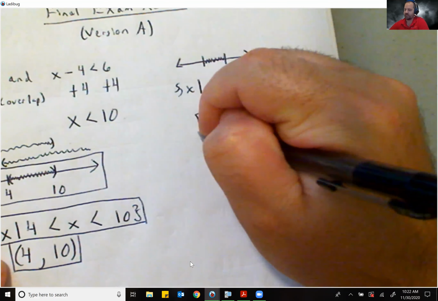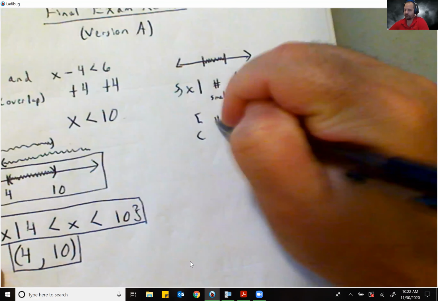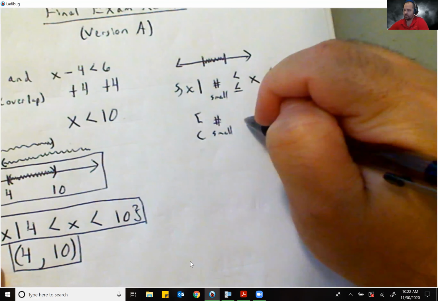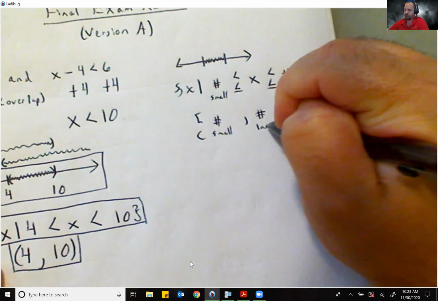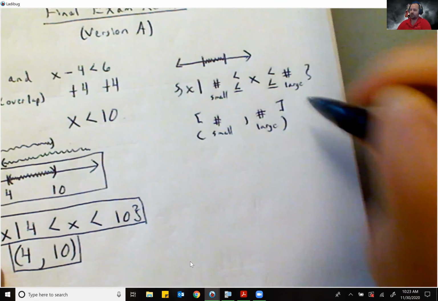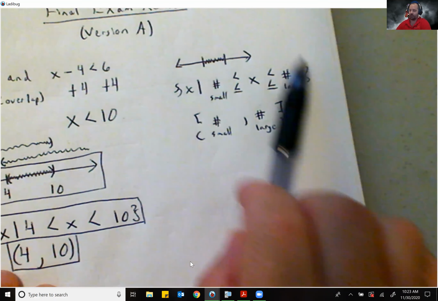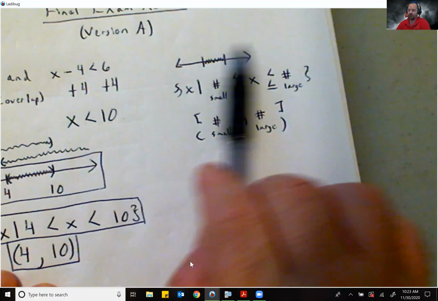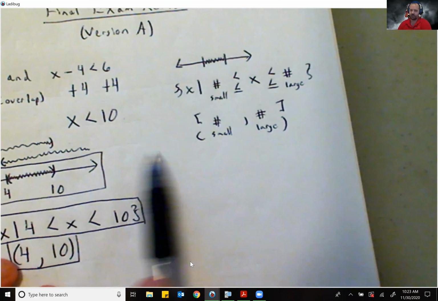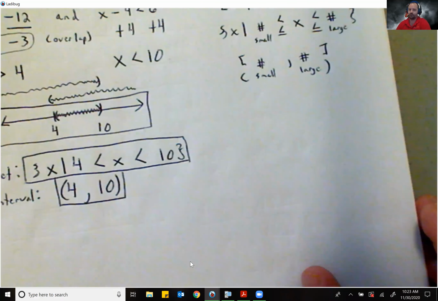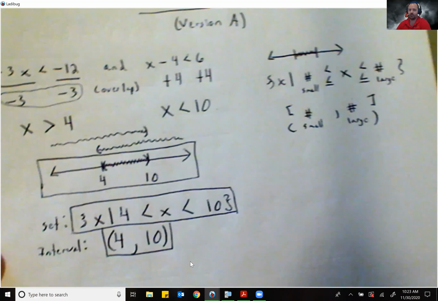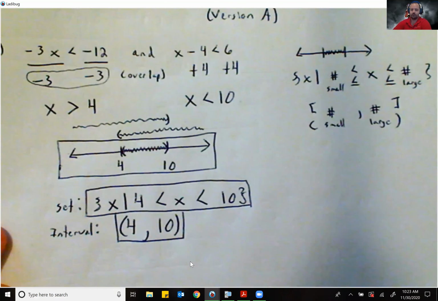So if you're looking at the interval answer for this, it's either a bracket or parenthesis, then your small number, comma, your large number, and then a bracket or a parenthesis. Most of the time, this is what ands are doing, but there is the occasional one where it will shoot off in one direction. Just so you know. Any questions about number 1? Perfect. All right, let's talk about number 2.